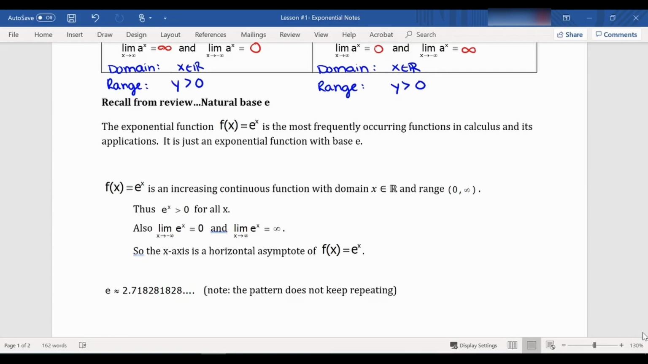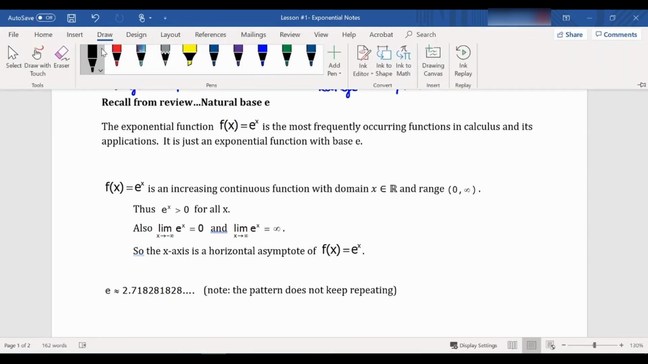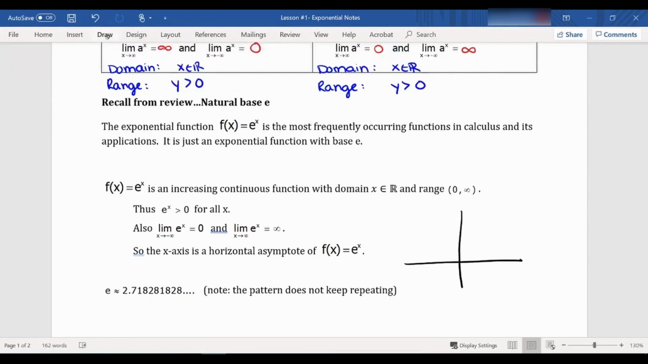If we graph this, it looks like the left-hand graph from above. It would be an increasing function, left to right. We would still have an intercept at 1. We would still have an asymptote on the x-axis. So the limits that we determined above, if a is bigger than 1, would hold. If x approaches negative infinity, e to the x approaches 0. If x approaches infinity, e to the x approaches infinity. The x-axis is still a horizontal asymptote.